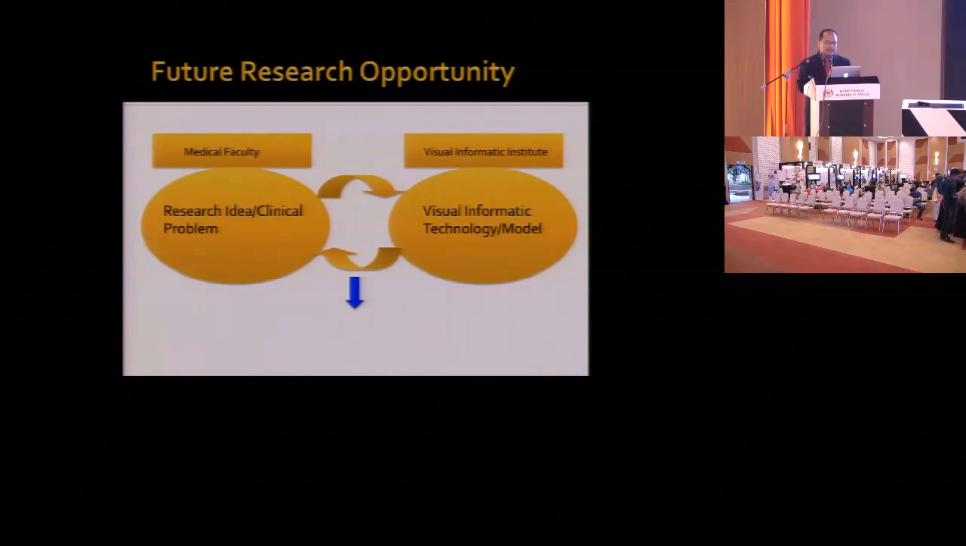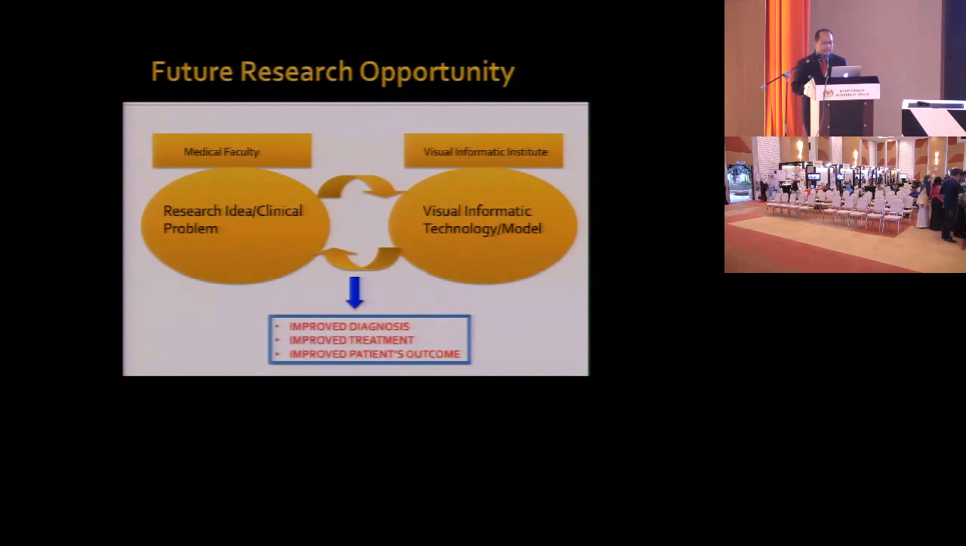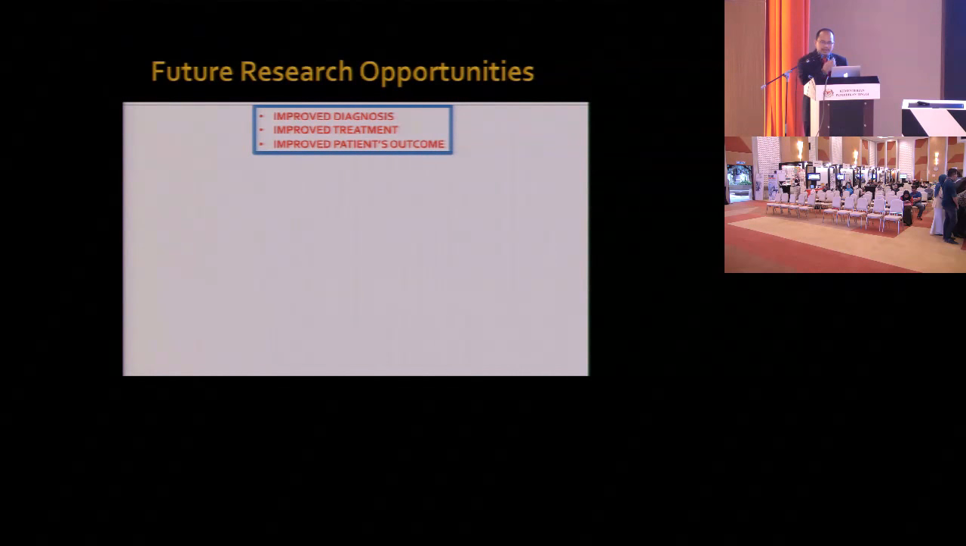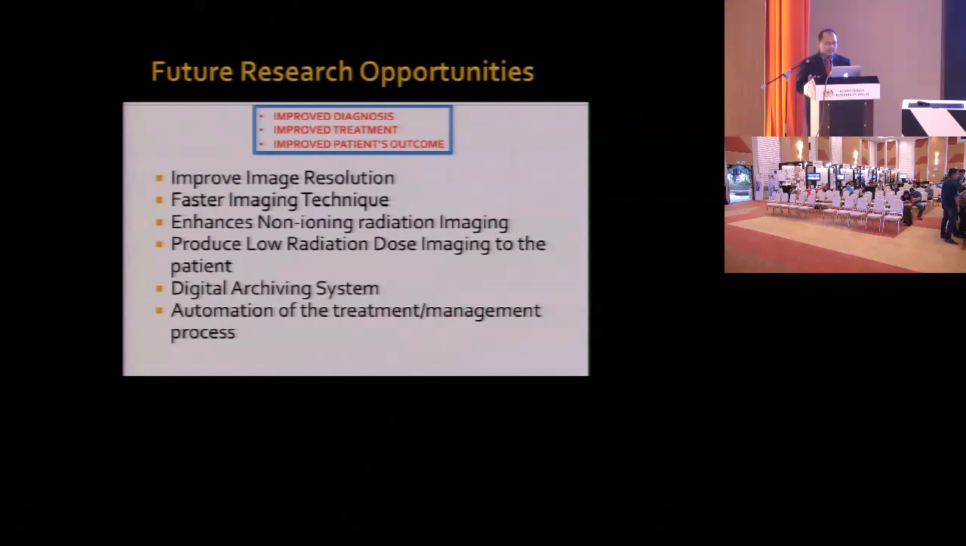At the end, what we want from this collaboration, this discussion, is to improve the diagnosis of the patient, improve the patient treatment, and at the end improve the patient outcome. These are the three things that I think if we do any research collaboration, we need to highlight: whatever we do should improve the patient diagnosis, should improve patient treatment, and also should improve the patient outcome. And these are a few ideas.